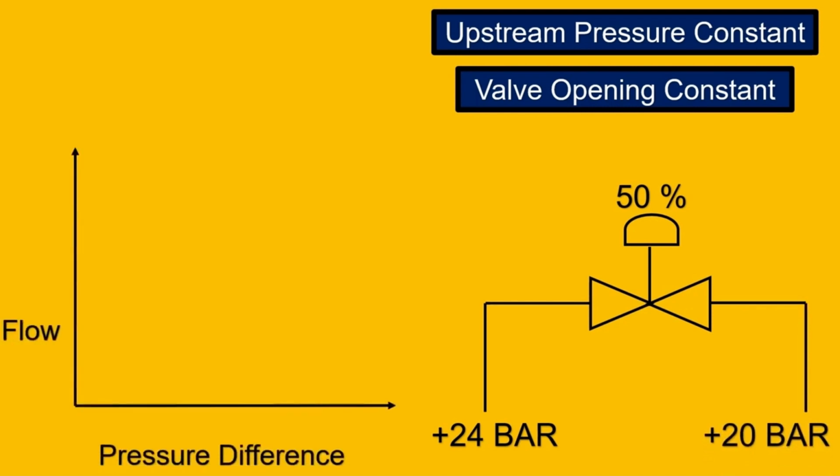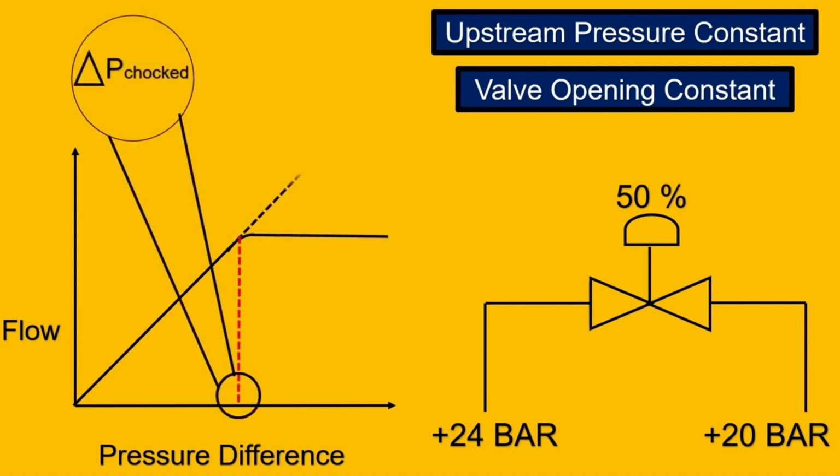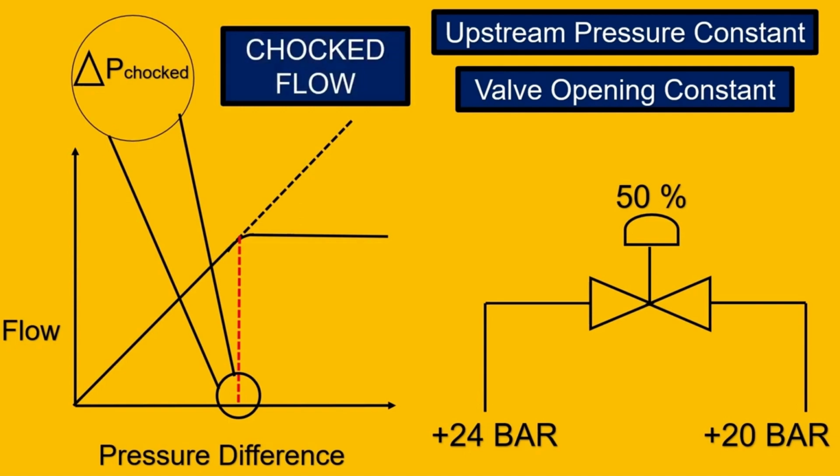bar, 18 bar, and we try to plot a graph, we'll be getting linear characteristics. Eventually it could happen that you reach a point where the pressure difference is not allowing the flow to increase, and this point is called the del P choked. This is against the ideal characteristics where the flow should increase, and this phenomenon is called choke flow.